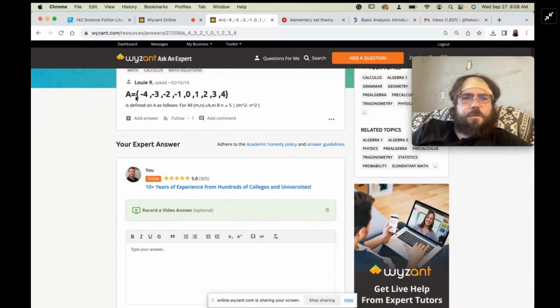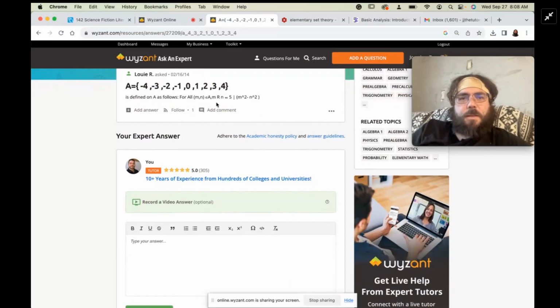All right, so in this question, back in 2014, the question's not really stated properly of what you're looking for, but you have this set -4 to 4, which is a subset of Z, which is all the integers, positive, negative, and 0. It's defined on A for all M, N. In A, M relates to N, a relation of some sort. Are you looking for symmetric, transitive, reflexive, or an equivalence relation?